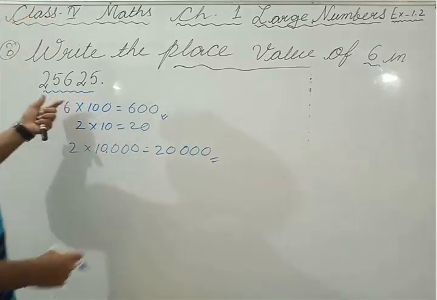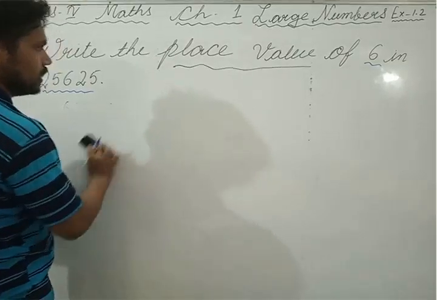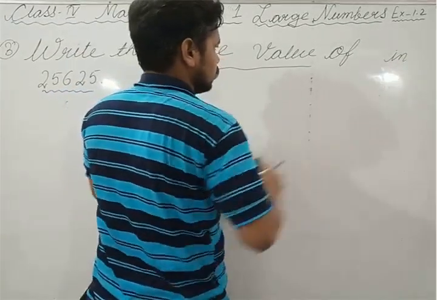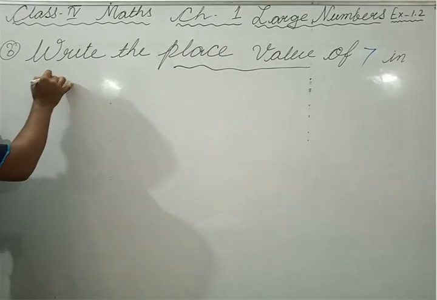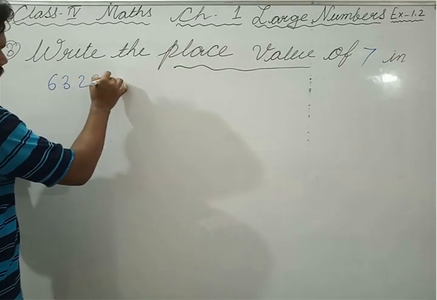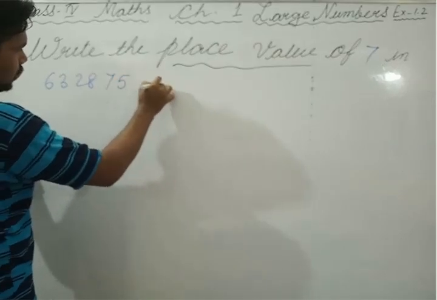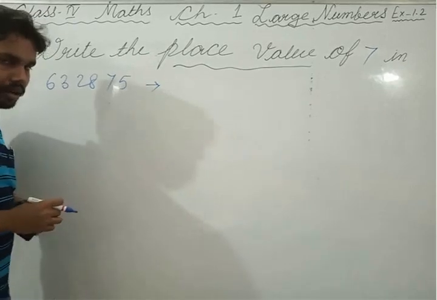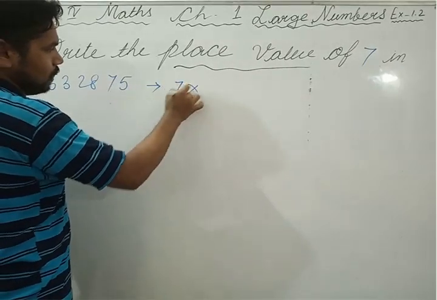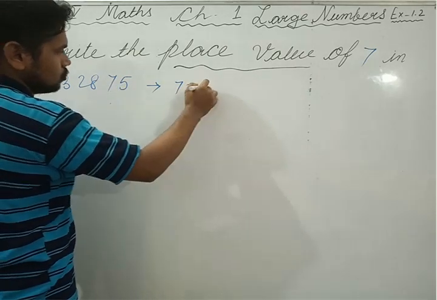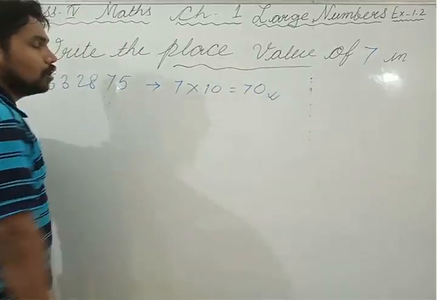So instead of this number, we can take another example. Suppose it is asking: write the place value of 7 in this number, 6, 3, 2, 8, 7, 5. What is the place value of 7 in this number? It will be the number multiplied by the place of the number, which means 10. So 70 will be the place value of the number.